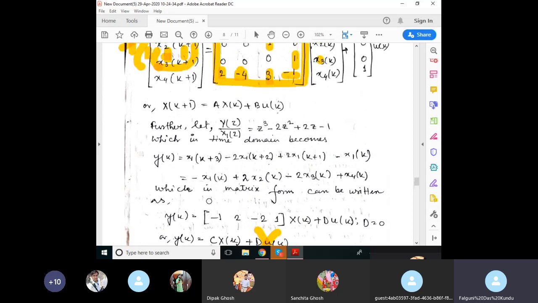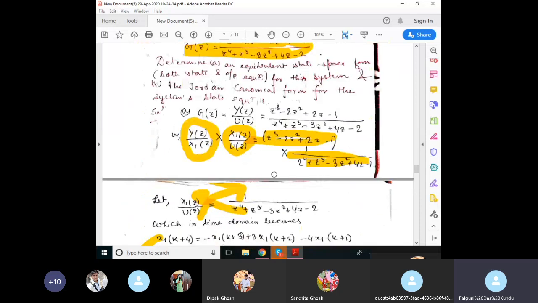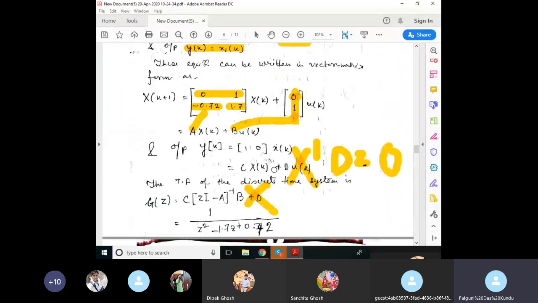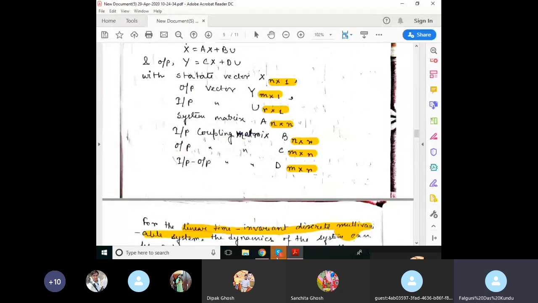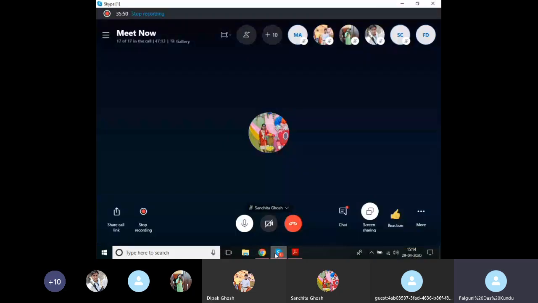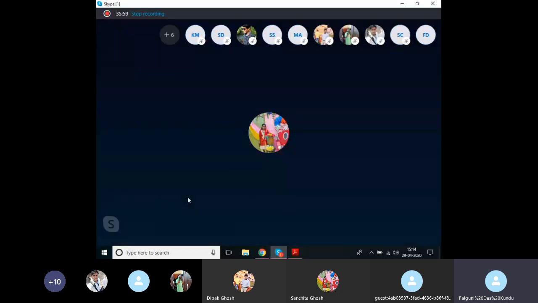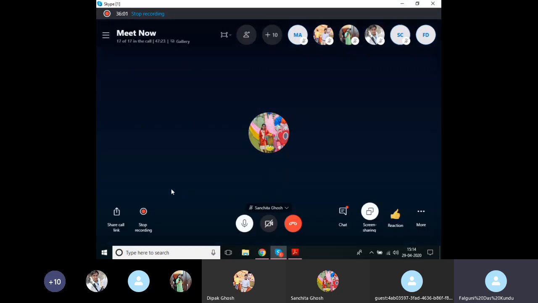Okay, so this is the state space representation of a discrete time linear time invariant discrete system with multivariable input.